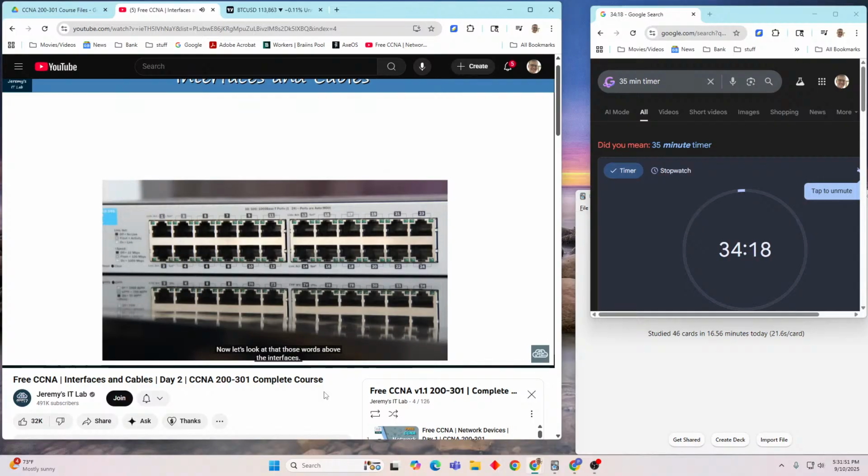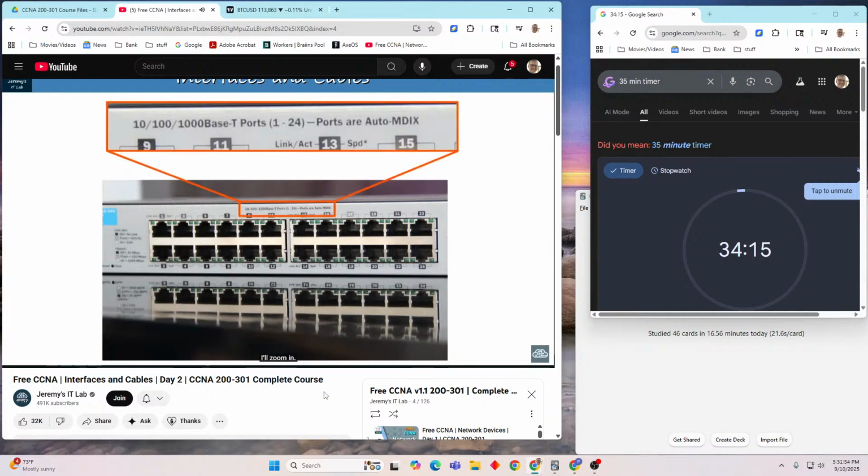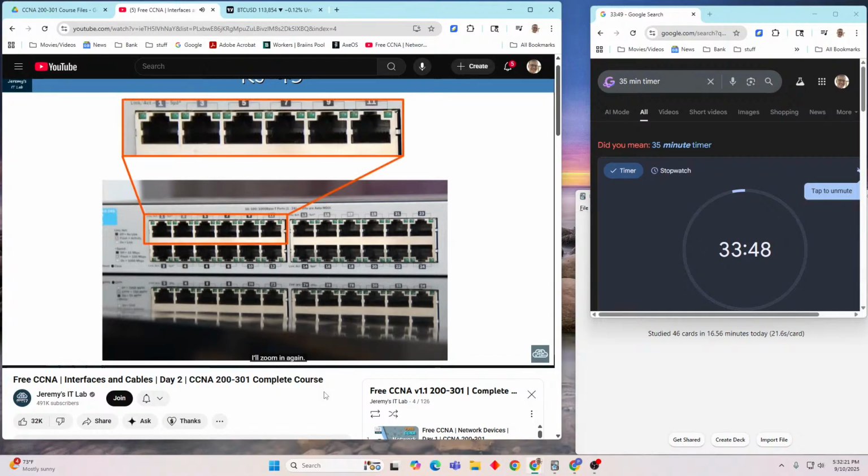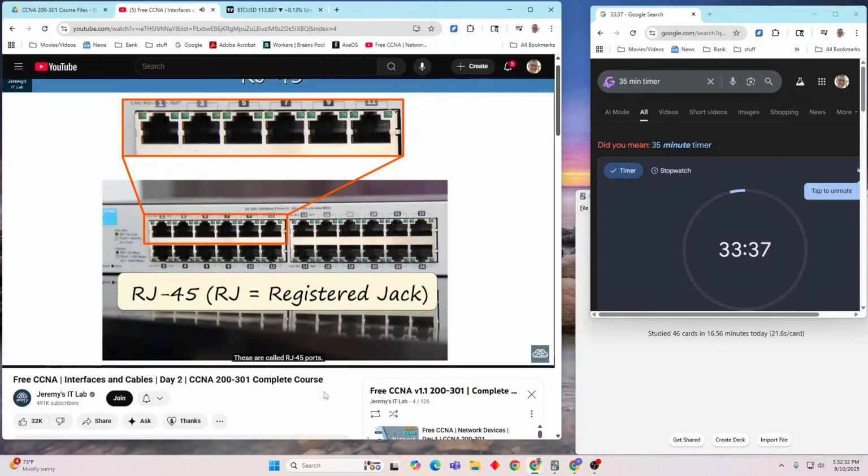Now let's look at those words above the interfaces. I'll zoom in. 10/100/1000 base T ports, 1 to 24. Ports are auto MDIX. Unless you've already studied this stuff, you probably have no idea what that means. Don't worry. By the end of this video, you'll understand all of this and more. Now let's focus on the interfaces themselves. I'll zoom in again. Do you recognize this shape? If your computer is connected to a wired network, it's surely using a port like this to connect to the network. These are called RJ45 ports.